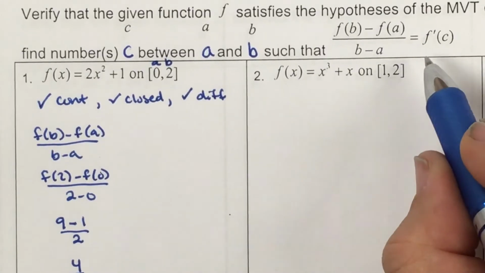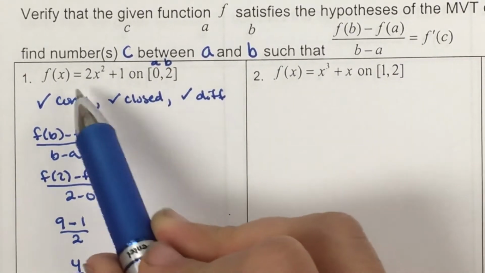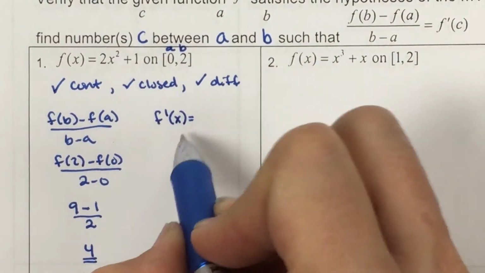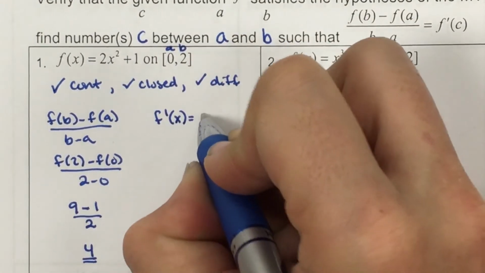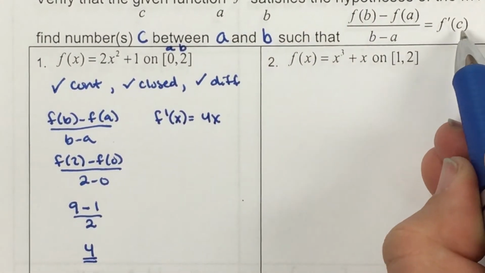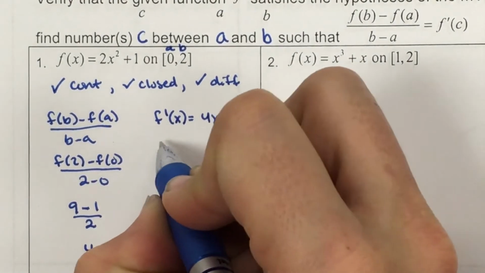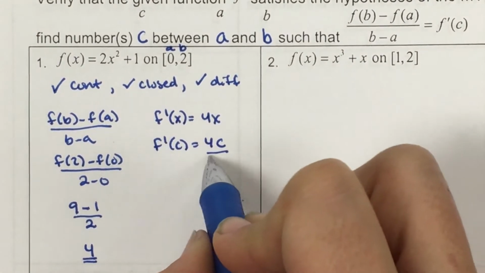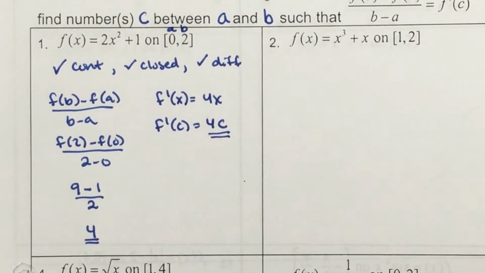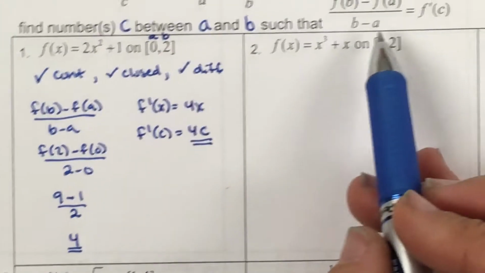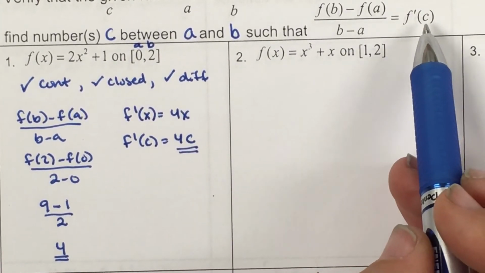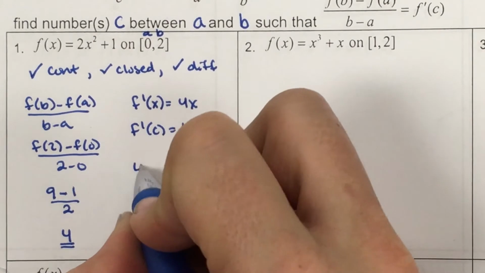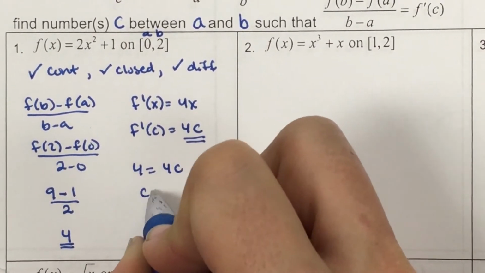Then we have to go ahead and figure out what f prime of c is. Well, I have a function f of x, so I need to figure out what f prime of x is. So we derive. Take the derivative of this. The derivative of 2x squared is 4x. We want f prime of c, so all we do is replace the x's with c's. F prime of c equals 4c. And often we'll think of this as the instantaneous rate of change. So we know that our average rate of change equals our instantaneous rate of change, which means in this case, this number has to equal this term. So 4 equals 4c. So c equals 1.